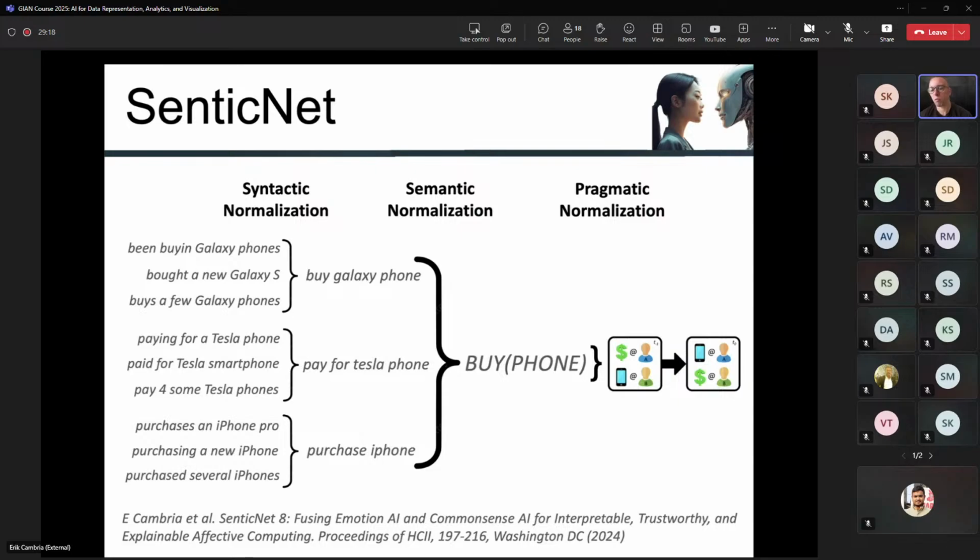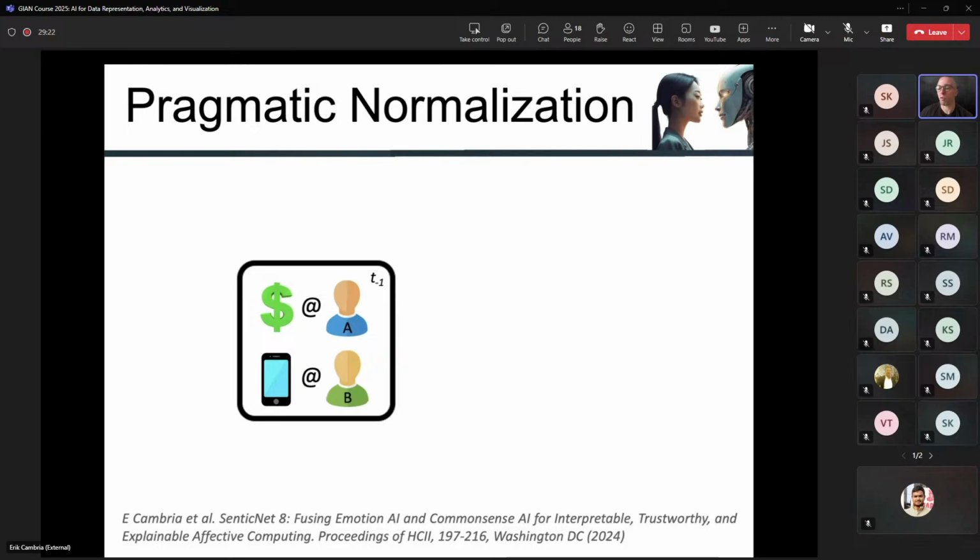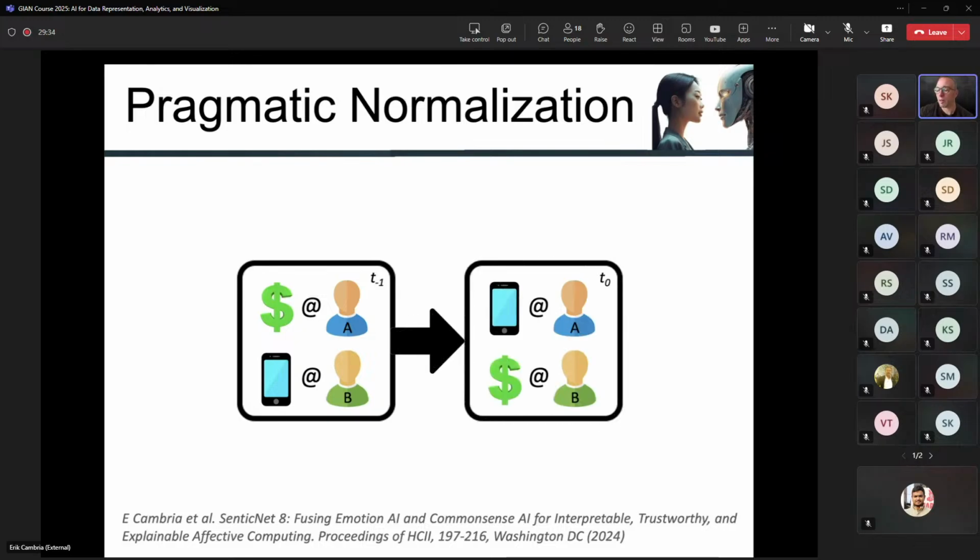And in this case, we do that by defining a sort of double transfer of ownership, where at T minus one, the money is with person or user A, the phone is with user B, and at T0, when the action buy happens, the opposite happens. So you have, again, a double transfer of ownership, to put it in Schank's terms.